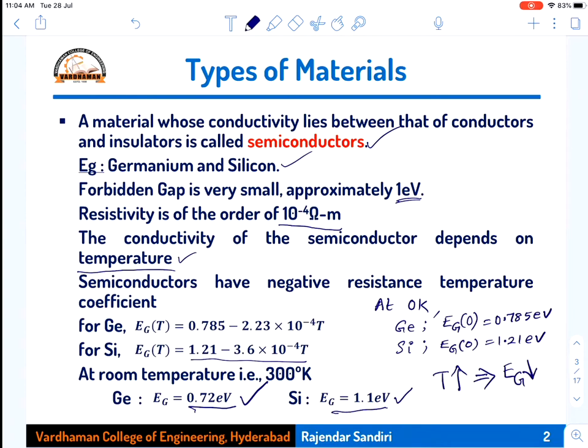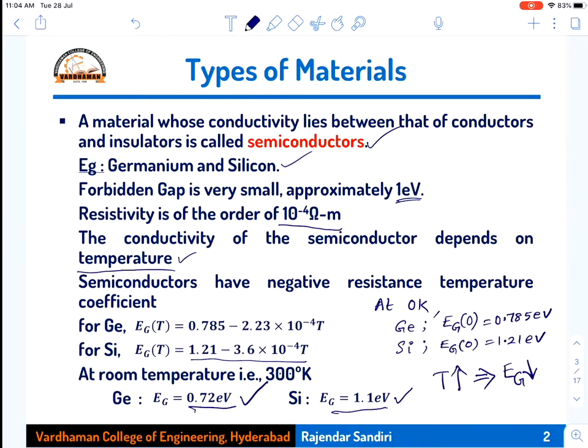The energy gap decreases, which means the conductivity keeps on increasing. That means almost at 0 Kelvin, the energy gap is more. As the temperature increases, the energy gap decreases. Gap is more, meaning what? It acts like an insulator. It will not conduct. Gap keeps reducing means the conductivity keeps increasing, meaning it is almost converting to a conductor form.